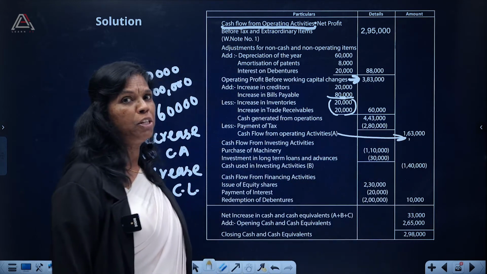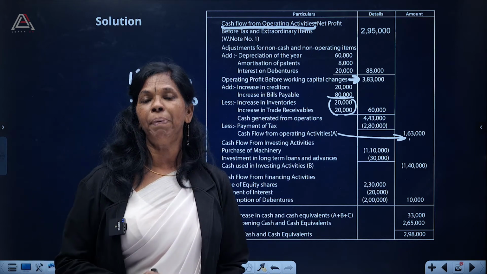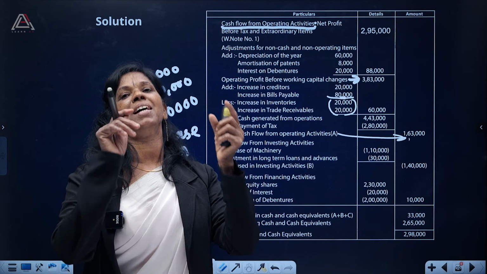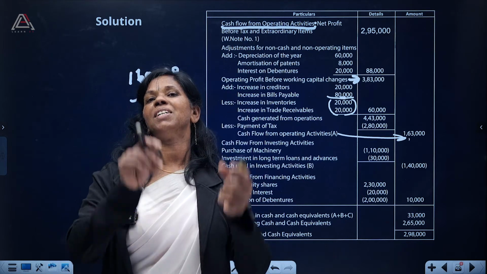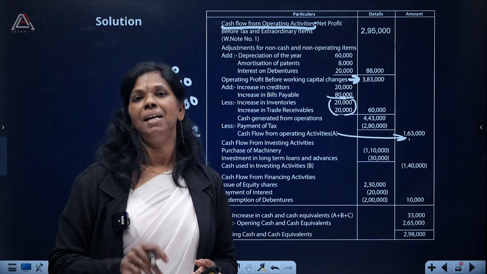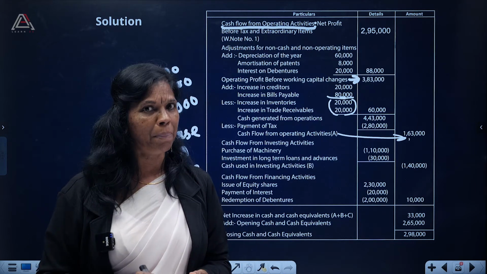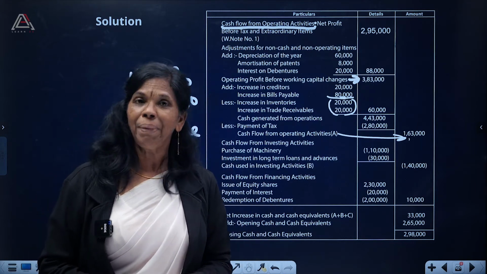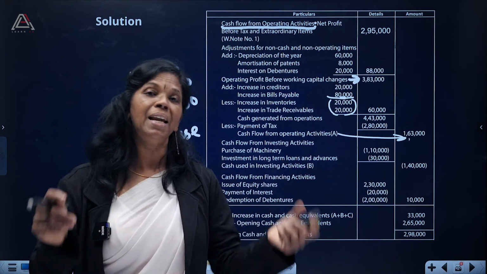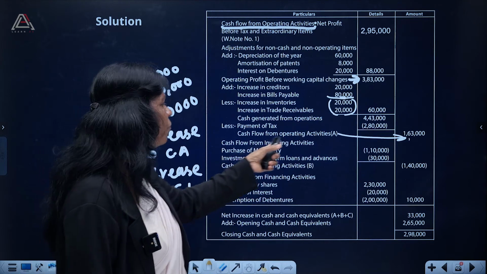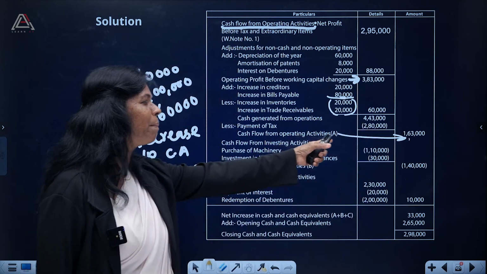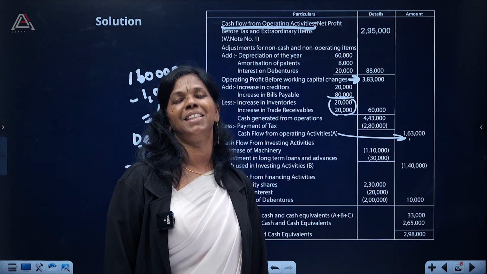I already explained to you, cash flow statement is prepared under 3 heads. Cash from operating activity, cash from investing activity, cash from financing activity. That is A plus B plus C. Then along with this A plus B plus C, we have to add opening cash balance. Then we will get closing cash balance. Then our problem is correct. So we got one item or first category, that is cash from operating activity, 1,63,000.